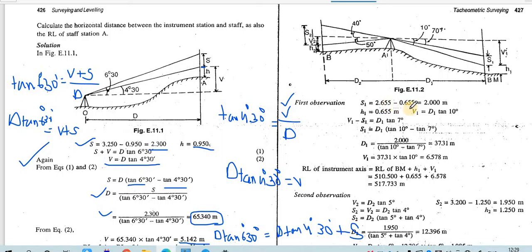The readings are given, 2.655 minus 0.655. That will give you the S1. H1 is what? The bottom hair reading, which is 0.655. So V1 we can calculate by using what? The same formula. V1 equals what? D1 tan theta, 10 degree.